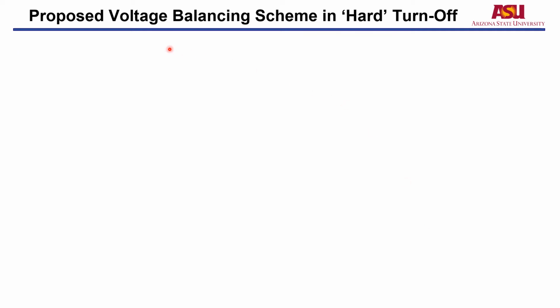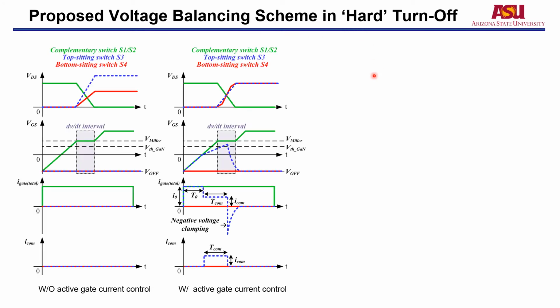Next, let's look at the proposed voltage balancing control in the hard turn-off scenario. Without the active gate current control, we can see during the complementary switch hard turn-on transit, dV/dt occurs because of the difference in the drain current. The top-sitting switch S3 will have higher dV/dt, so eventually it will have higher drain-to-source voltage. And with active gate current control, we can see we trigger the gate of S3 during the dV/dt transit. So we basically control the slew rate of the two devices, and eventually we achieve a balanced voltage sharing.